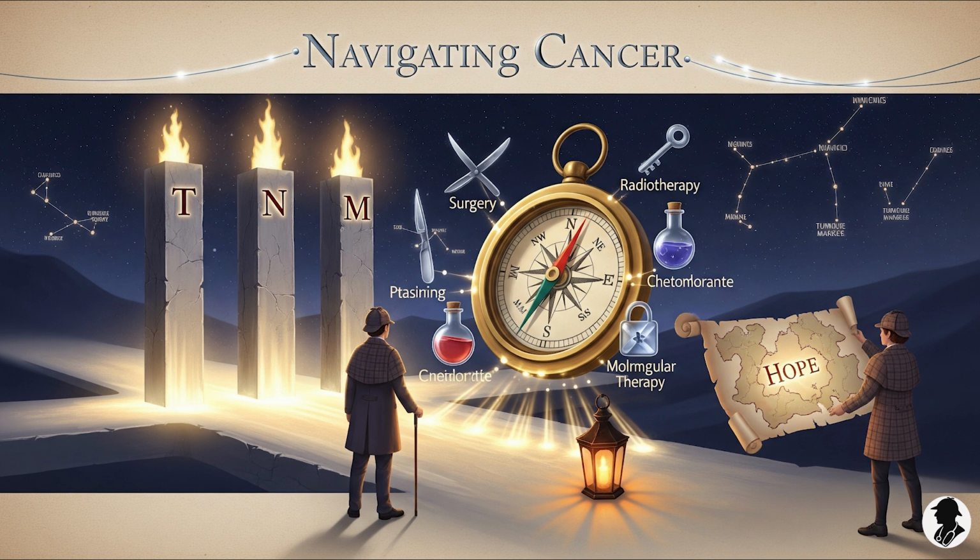Sure, so ECOG runs from 0 to 5. 0 means fully active, basically no symptoms interfering with life. 1 means maybe some symptoms, but still ambulatory, can do light work. 2, they're up and about more than half the day, but can't work. Getting more limited. Right. 3 means they're spending more than half the day in bed or a chair. 4 is completely disabled, bedbound. And 5, sadly, is death.